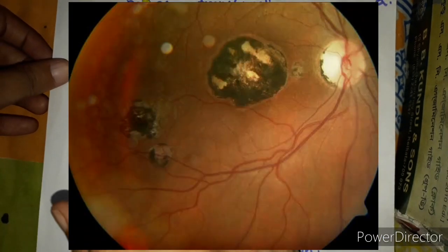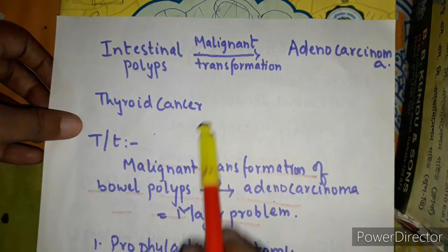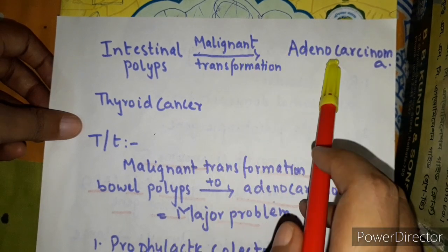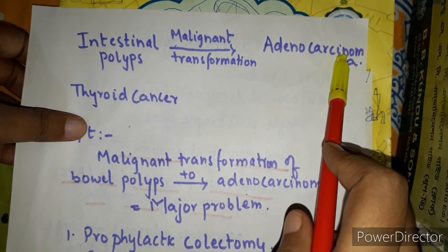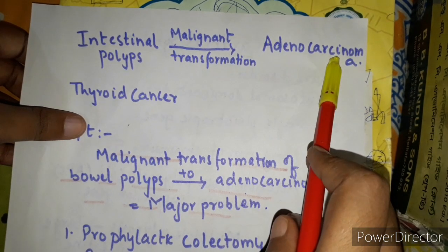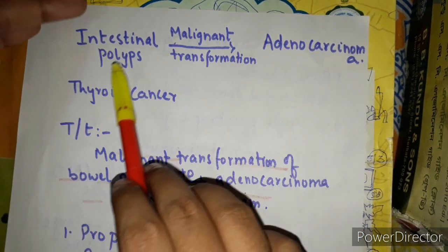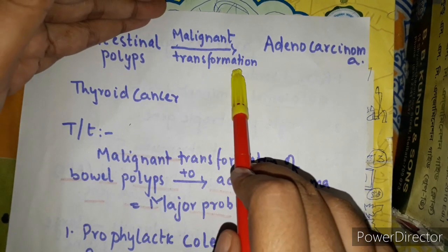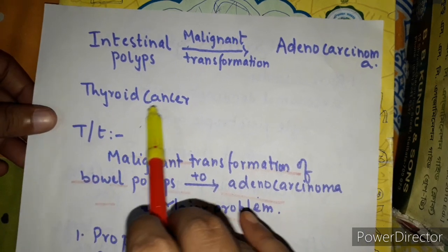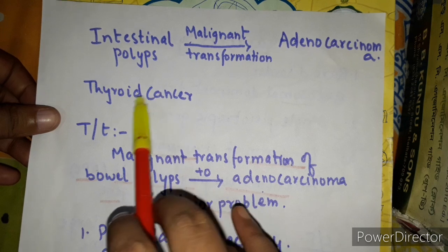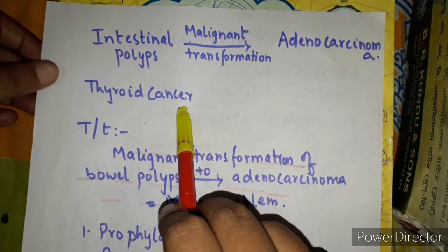See, the intestinal polyps that occurred in the large intestine can undergo malignant transformation to form adenocarcinomas. And what do we mean by adenocarcinoma? Carcinoma, as you know, is a malignancy. So adenocarcinoma is the malignancy of the mucus secreting glands. So the intestinal polyps will undergo malignant transformation into adenocarcinomas. And a very serious complication of Gardner syndrome can be the occurrence of thyroid cancer.